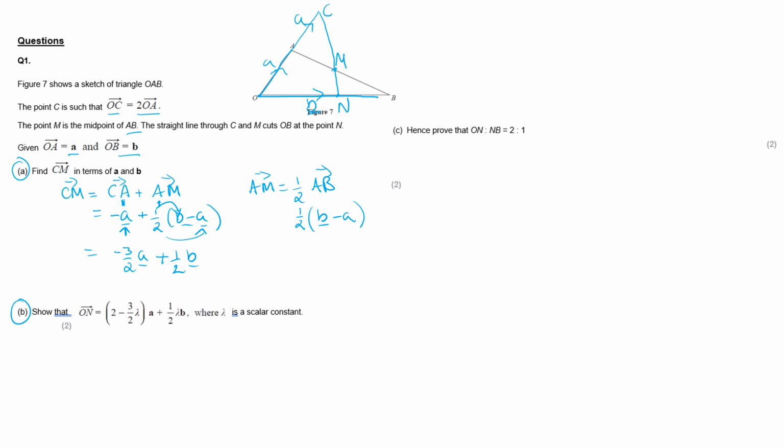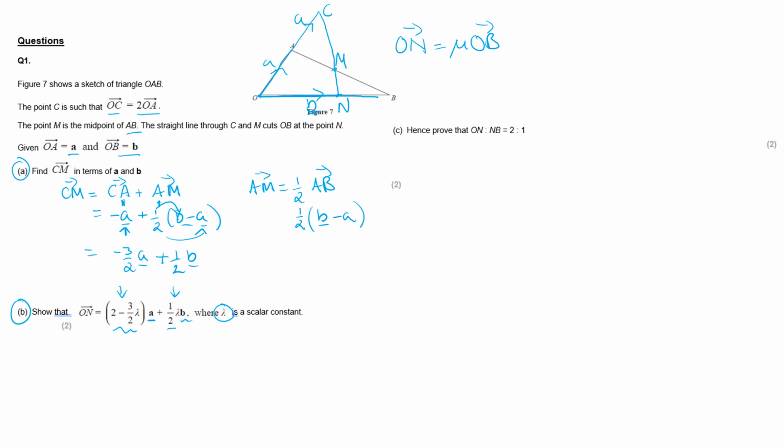In part B, show that ON is all this thing. We can see that you've got something in front of the A vector and something in front of the B, and we're using this lambda as a scalar constant. So we can see that to get to O to N, it's just going to be some scalar of O to B. So we might call that mu O to B. So it's some fraction of that journey. But here we can see that what we're after is a journey that includes some part of A. So we're not going to go just directly along that baseline.